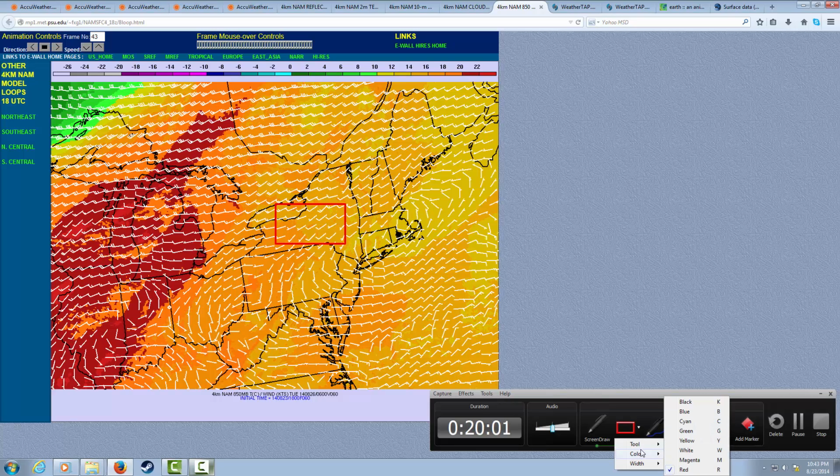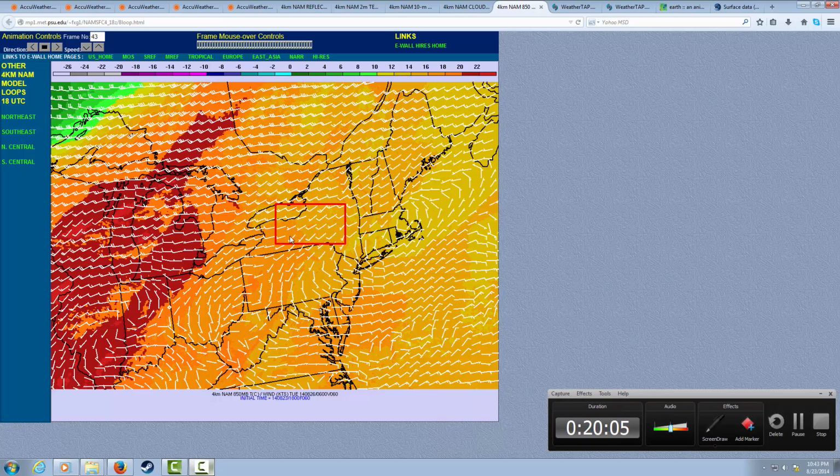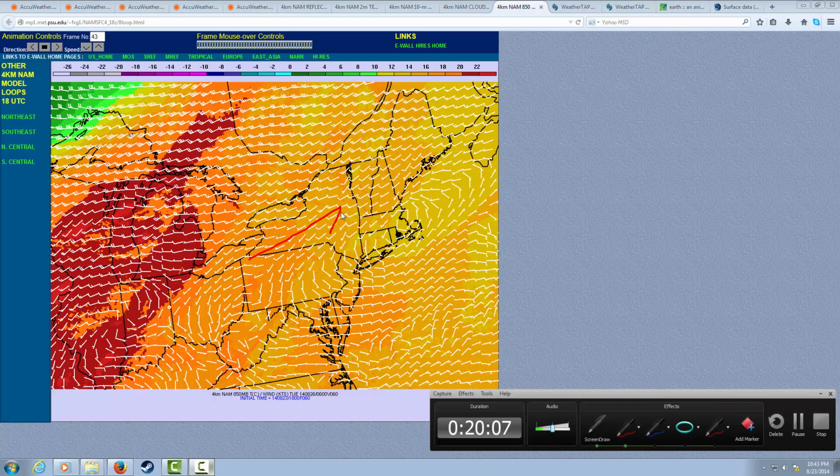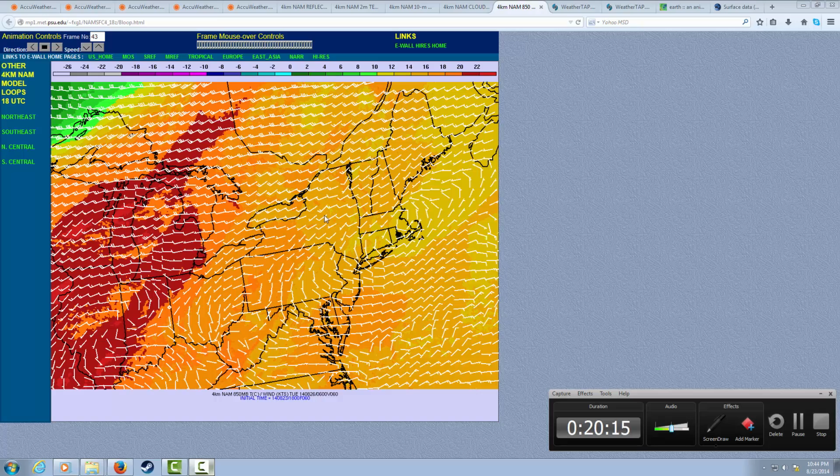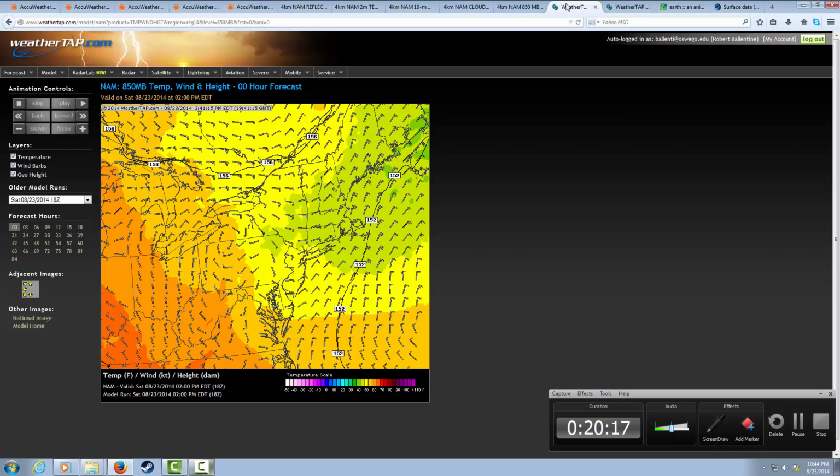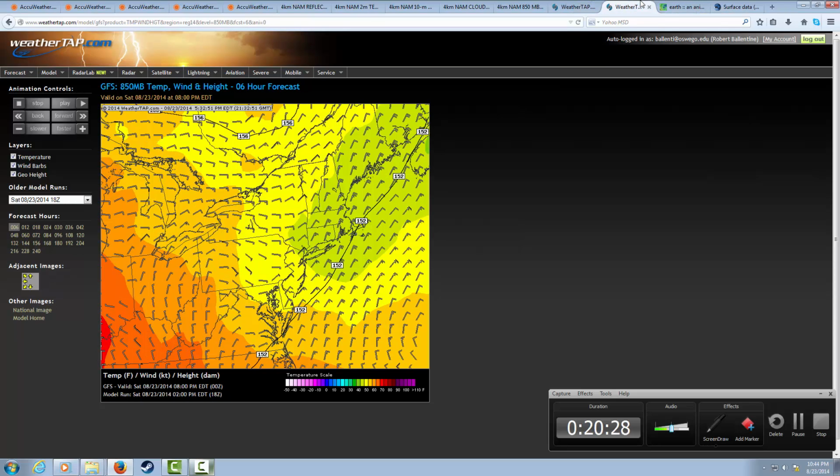My bad. I don't know why it keeps doing that. But yeah, Oswego is going to be undergoing some pretty decent warm air advection at this time. As well, New York City is getting into that warm air advection at this time. And now we'll take a look at the 850 millibar temperatures and winds using the operational 18Z NAM and the operational GFS.